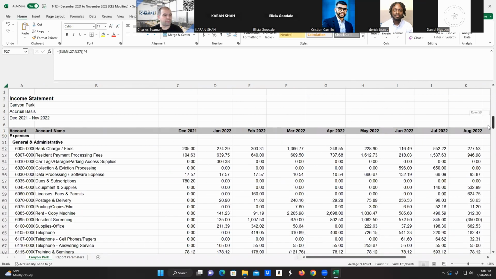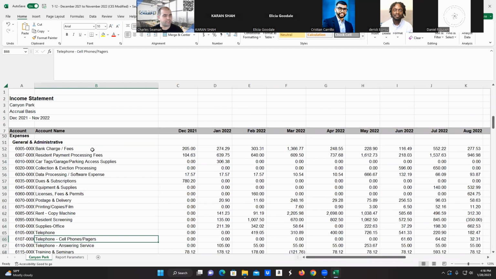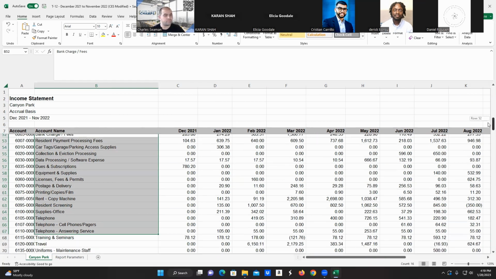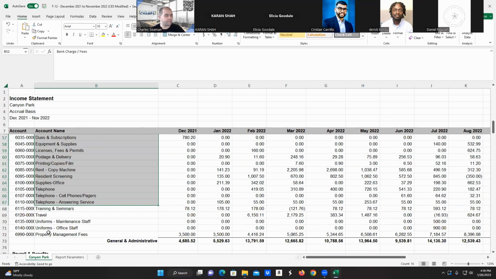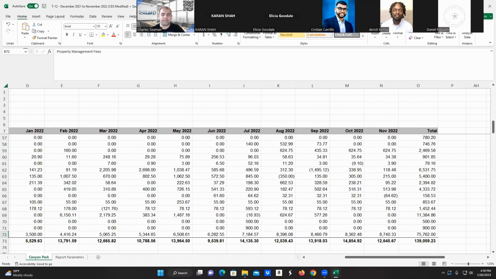Okay, so the first category they're giving us here is general administrative. Is there anything here that you might consider breaking out? I think I see on the bottom, line 72, they have property management fees. Why is that there? Yeah, that looks pretty low, but that one we can definitely break out. That's going to have its own line item, so we'll take that.